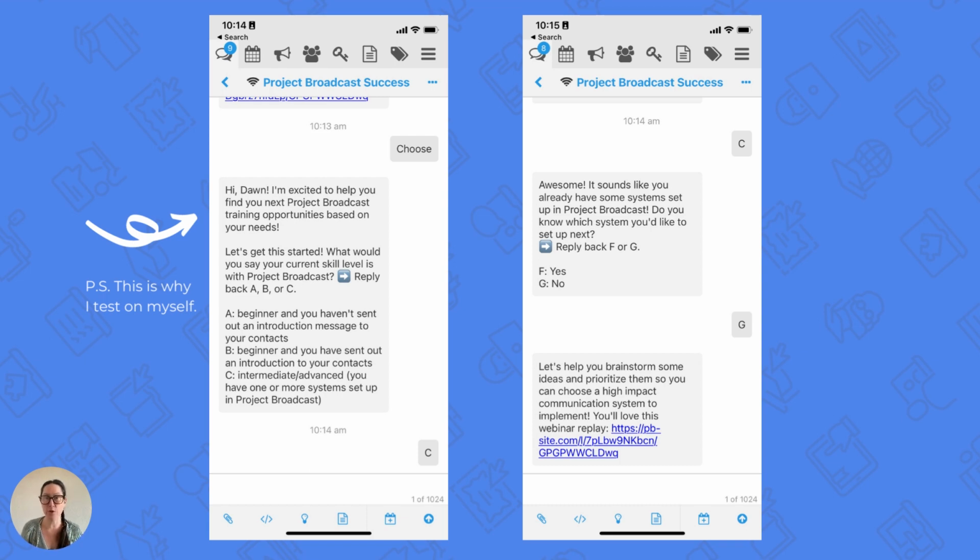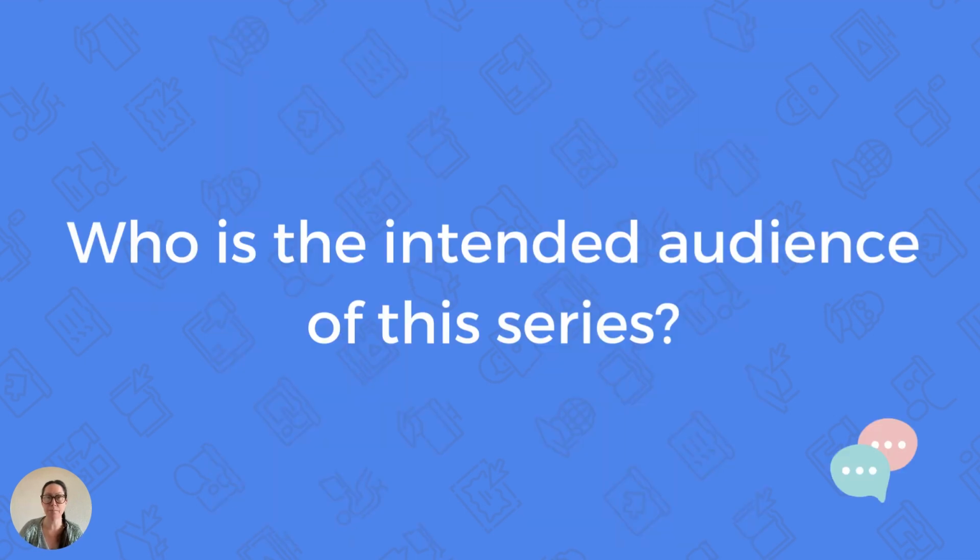Reply back F or G. Do you know which system you'd like to set up next? This person said G, which means they don't know what system they want to set up next, so they get a personalized reply based on their answer. Let's help you brainstorm some ideas and prioritize them so you can choose a high-impact communication system to implement. So they are self-directing themselves through this series of messages, and it's self-paced because the auto reply doesn't come until they send their answer in to me.